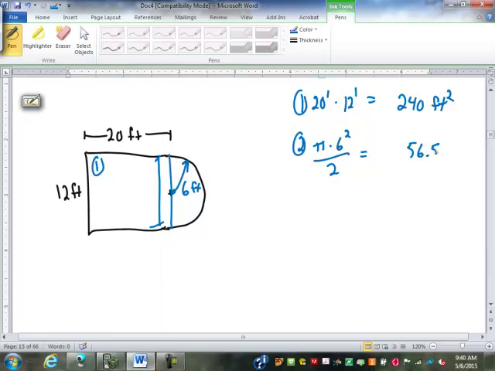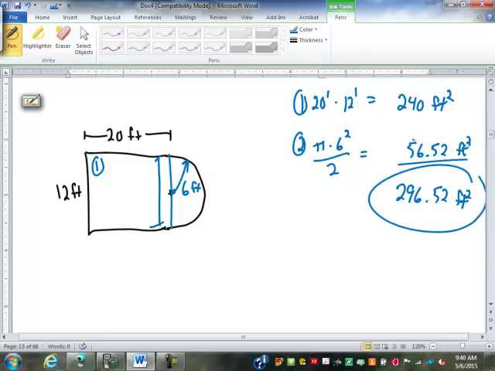Question, will you penalize us if you use 3.14 instead of the pi key? I will not penalize you whether you use the pi key or 3.14. Either one will be acceptable. My answer key is made out with both numbers. My math class basically uses 3.14. Well, sometimes it tells you to use 3.14. So it adds up to 296 square feet total area.